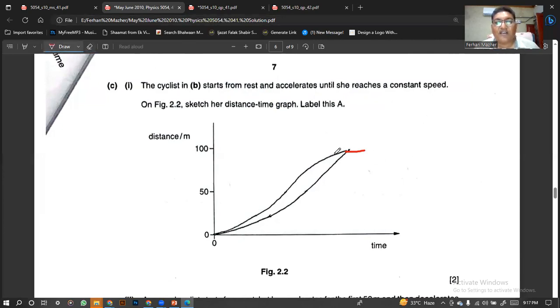Something has gone wrong. So you see here the gradient, we're talking about this one, okay? Here the gradient is increasing. It's a distance time graph, which means the speed is increasing. And here the distance time graph has become a straight line. Here we have tried to show a straight line. That means the gradient has become constant. That means the speed has become constant. Look at this line, okay?